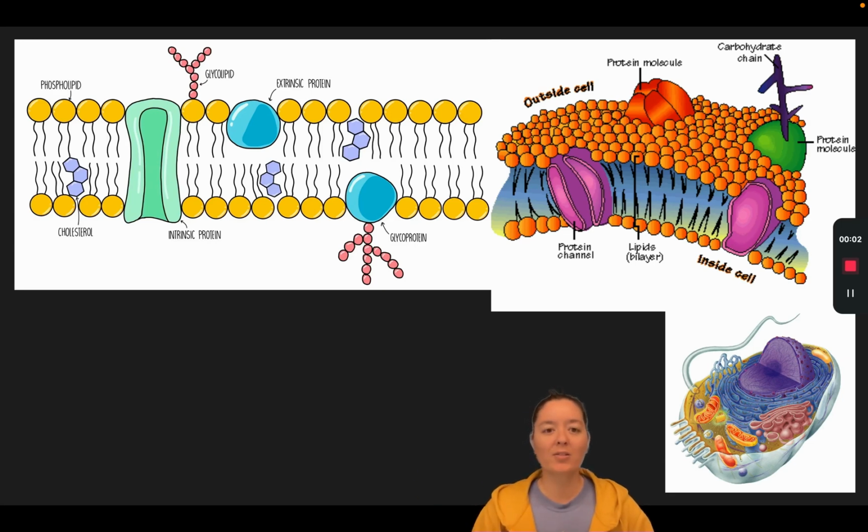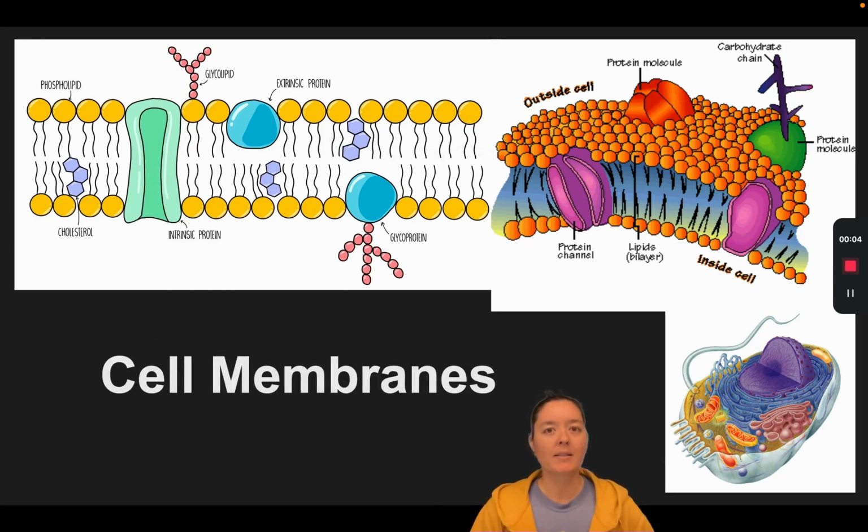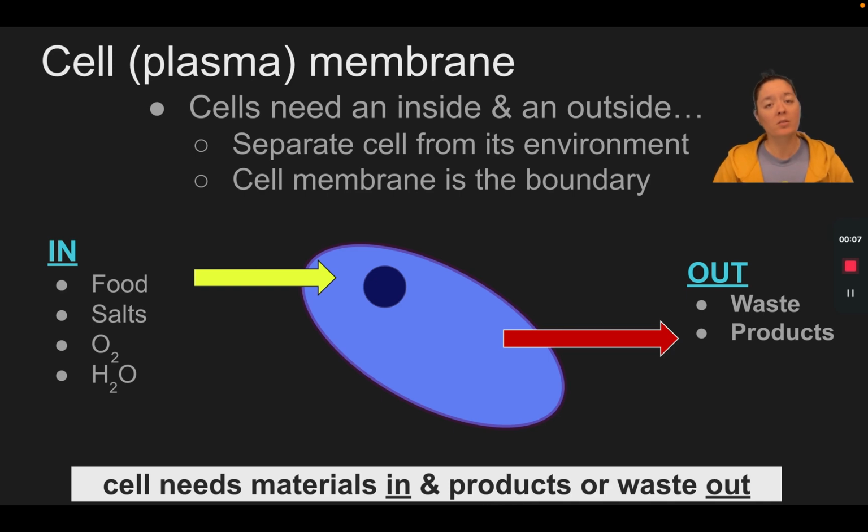Welcome, science friends, to cell membranes. Cell membranes are also sometimes referred to as plasma membranes, and cells need an inside and an outside. The cell membrane is that boundary. It separates the cell insides from its outside environment.